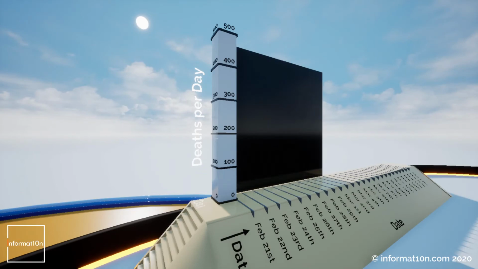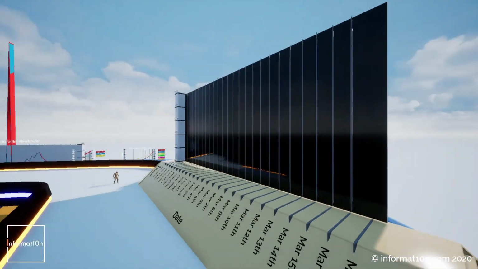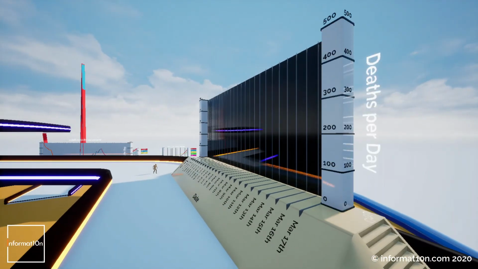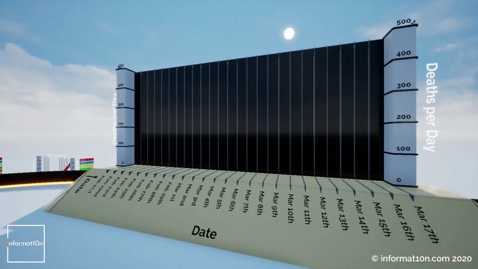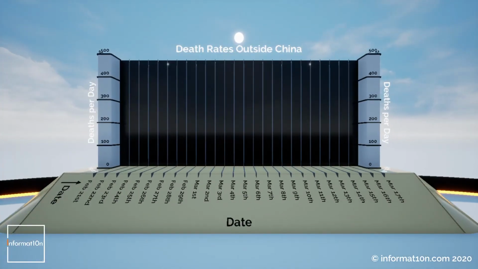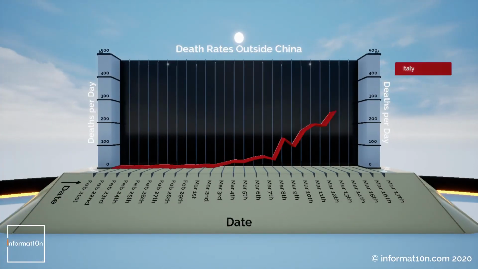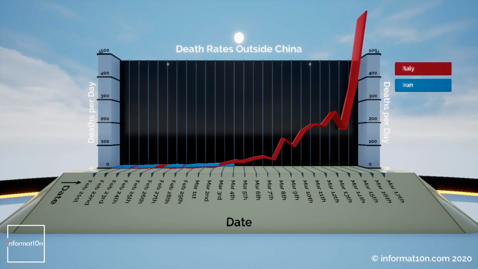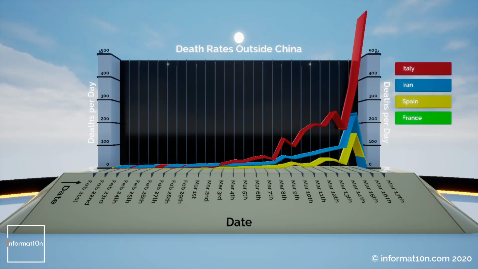First line here again is going to be Italy, and we can see that sharp curve where it's really rapidly increased over time. With Iran, the blue line, also we've got a similar upwards curve, but it started a little bit earlier and it's a little bit flatter. And then there is that last day, March the 17th, where no deaths were recorded.